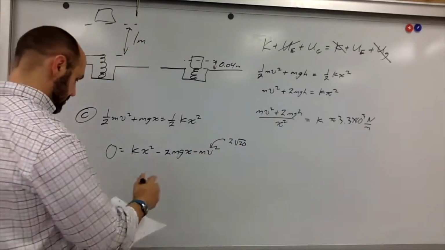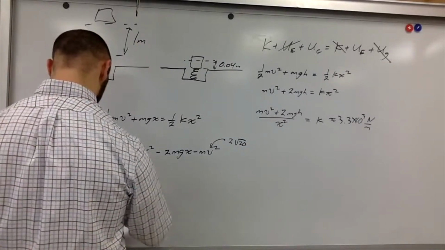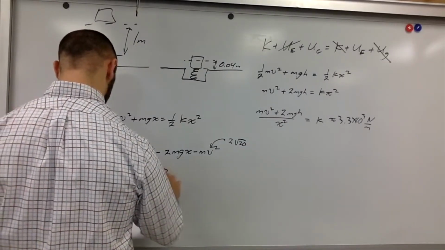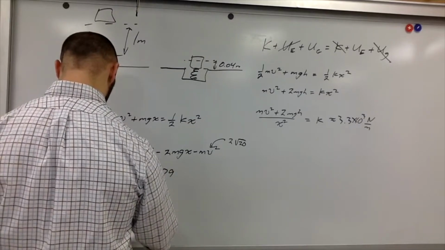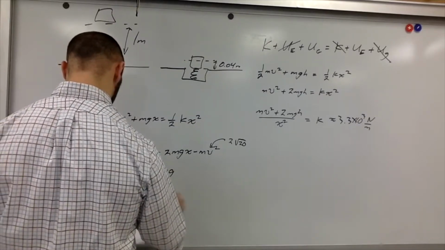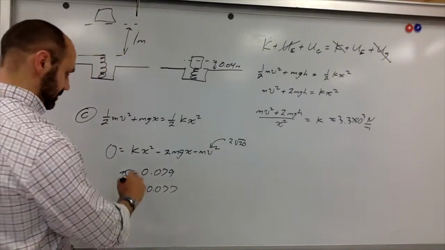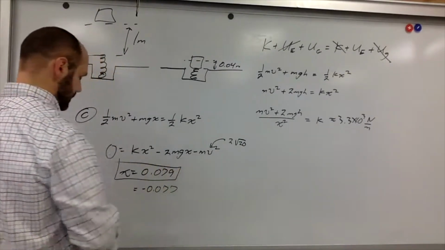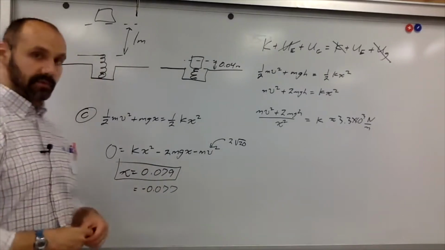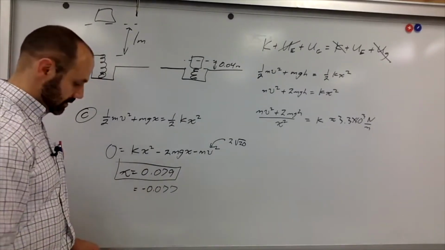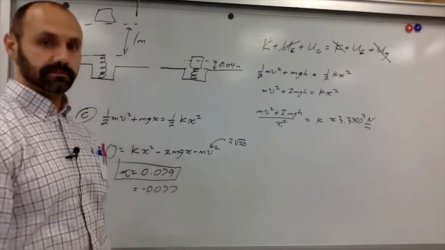And when you do all that, you should end up that x is equal to 0.079 or negative 0.077. And we're looking for the positive number, so it's going to be this. This is our new compression of the spring. Okay, and that's it for 7.7.